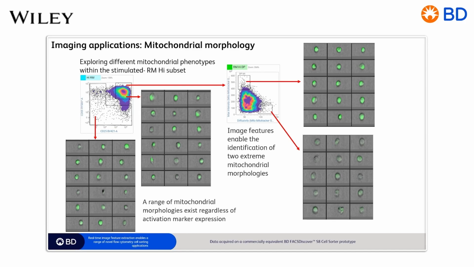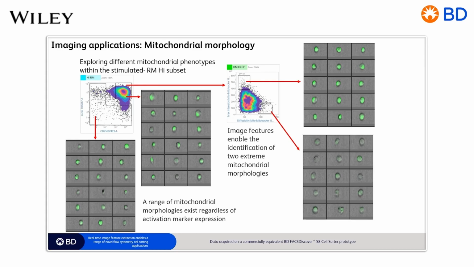That seems to be the driving trend of the biology, but there are clearly subsets of cells that have an activated phenotype from a surface marker perspective, but a radial moment or mitochondrial morphology consistent with a resting or unstimulated T cell. So there are further populations to explore and just another layer of information that you have access to when you engage this technology.